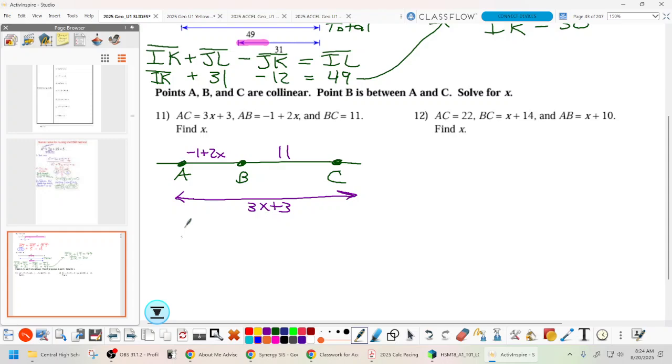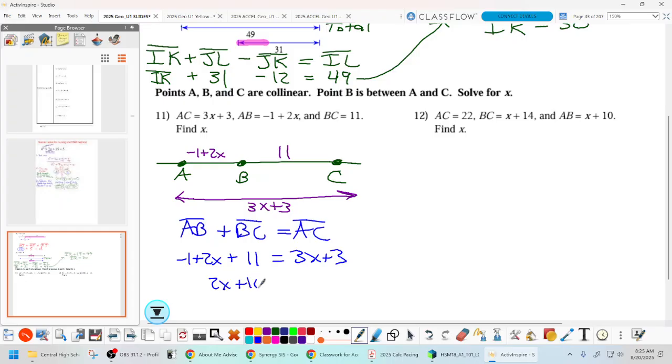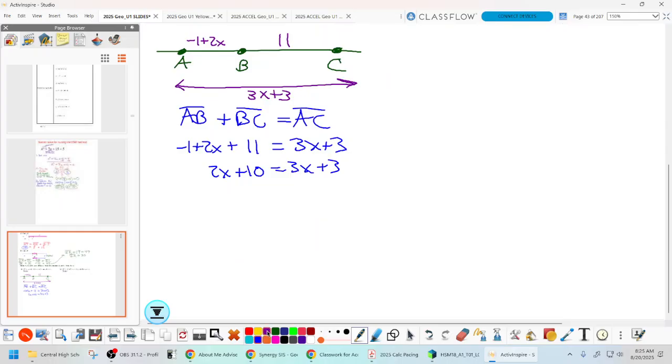So we know AB plus BC equals AC. This one comes straight off our theorem or our postulate in our notes. Well, AB is negative 1 plus 2x. BC is 11. And then AC is 3x plus 3. Solve for x. So we get 2x plus 10 on the left. And then combine our terms across the equal sign. We'll get x. So subtract 2x.